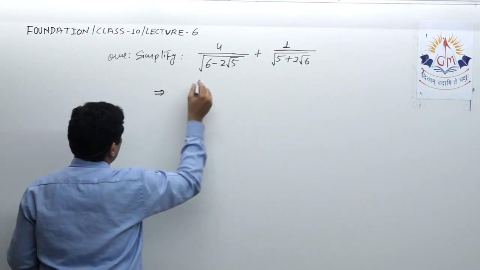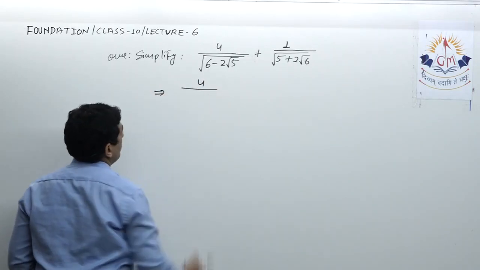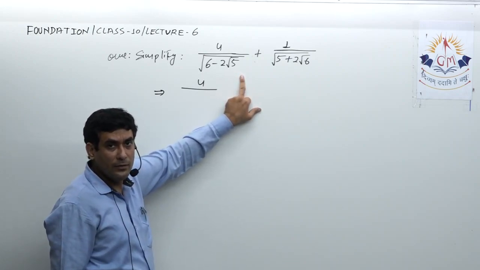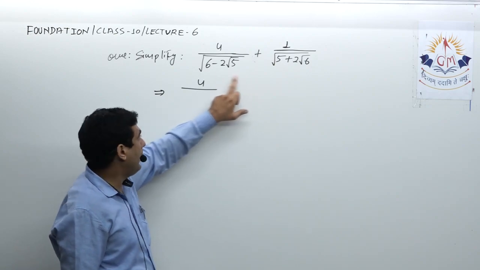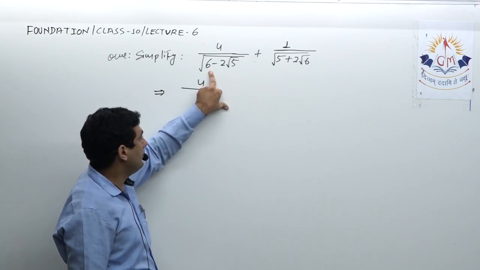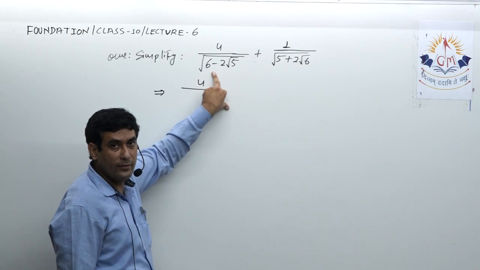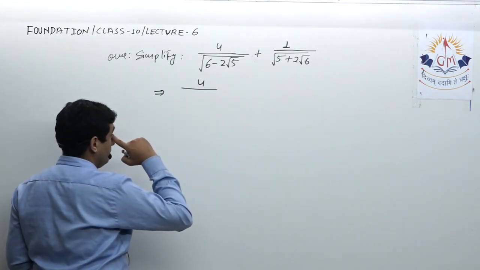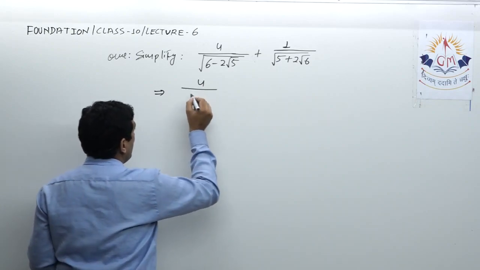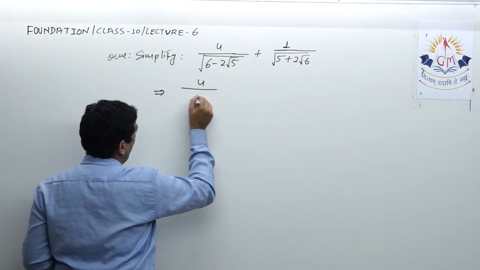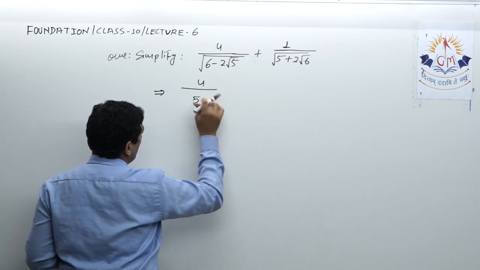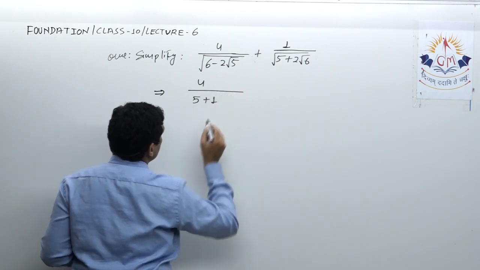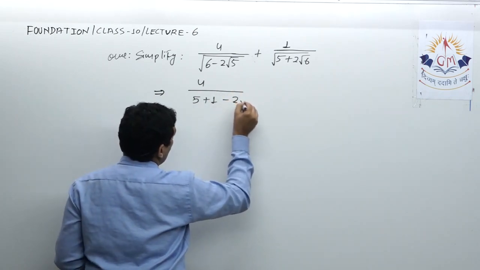So very first step, 4 upon. Here you have to think about two numbers whose product is 5 and their sum is 6. Product is 5 and sum is 6. So numbers are 5 and 1. So 6 is 5 plus 1, minus 2 root 5.